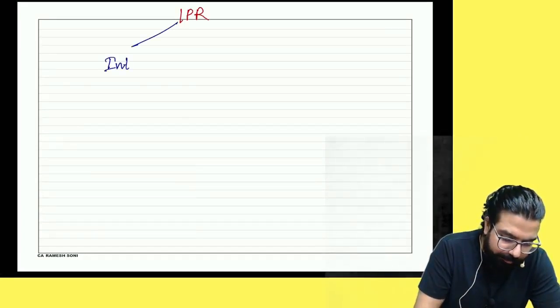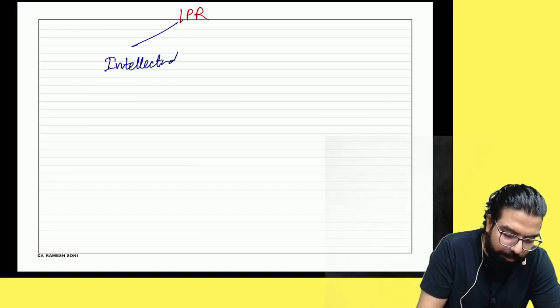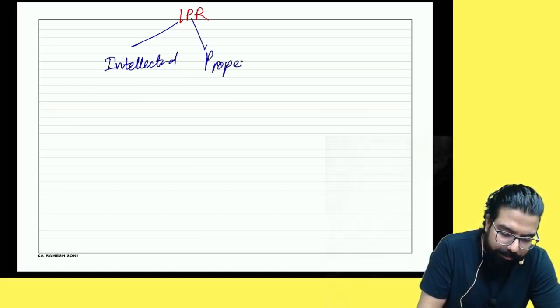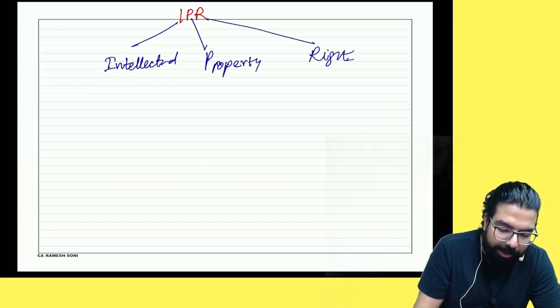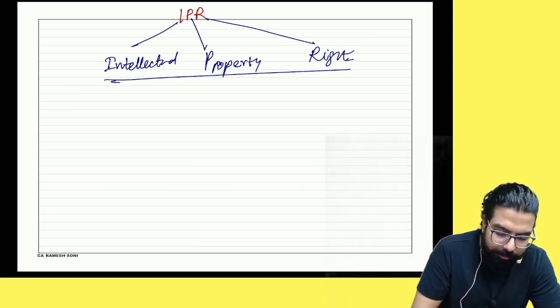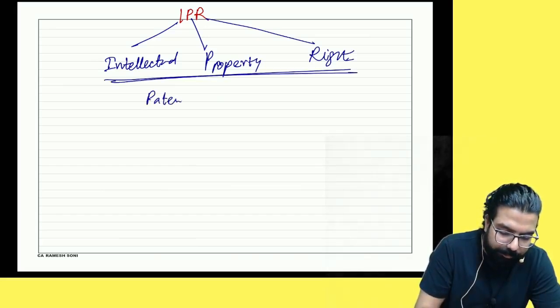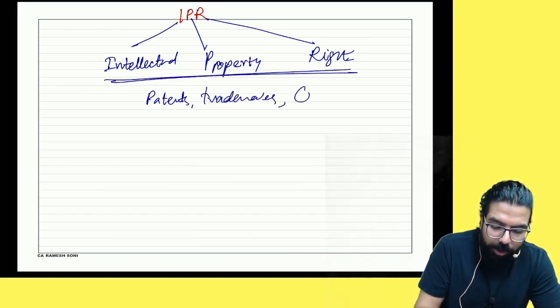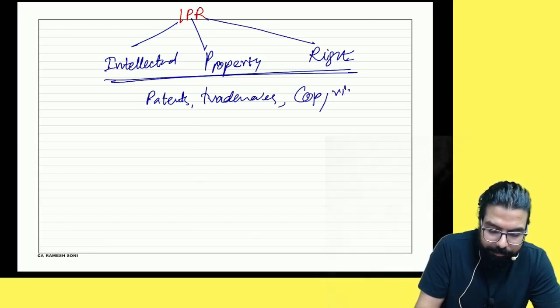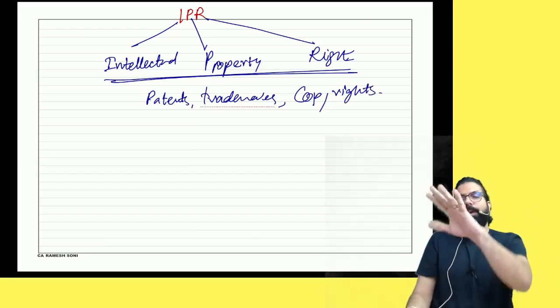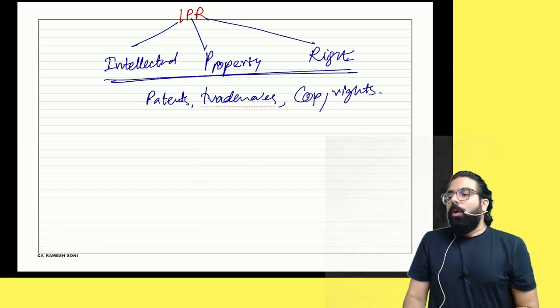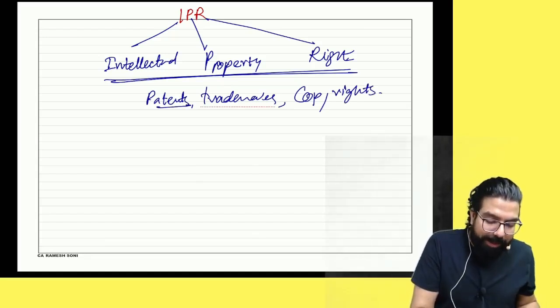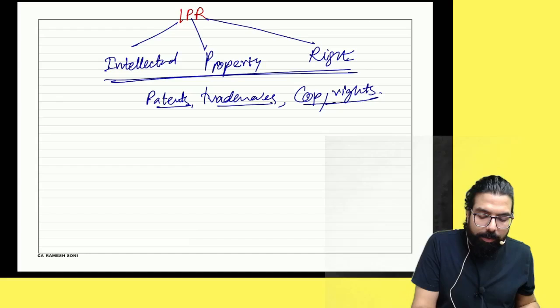Intellectual. I did not ask the full form. You tell me the meaning. Example, can you tell me? Patents, trademarks, copyrights, etc. Okay, fine. Can you tell me, are patent, trademark, copyrights goods or service?